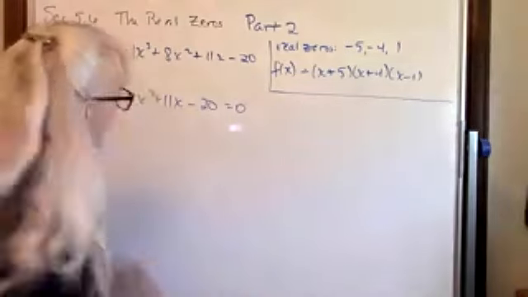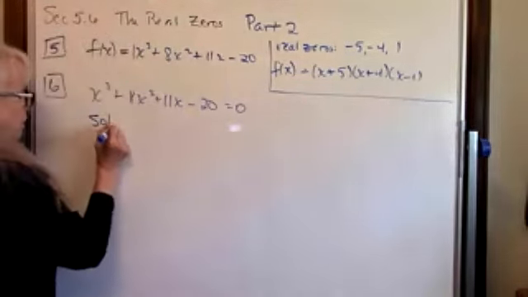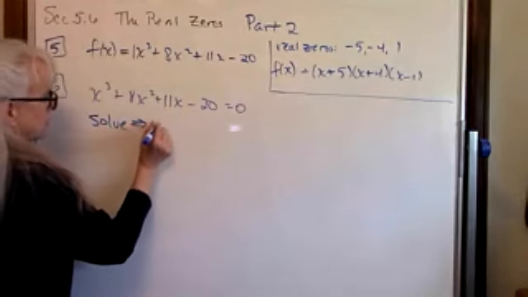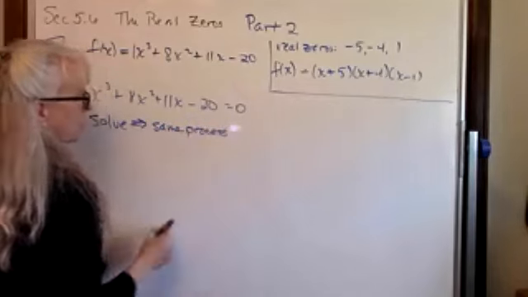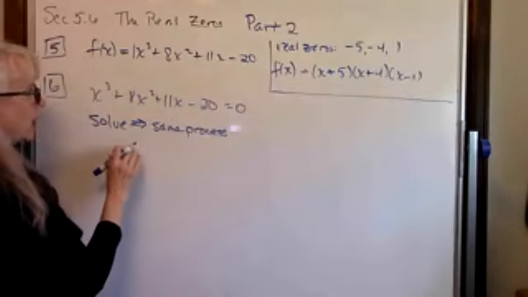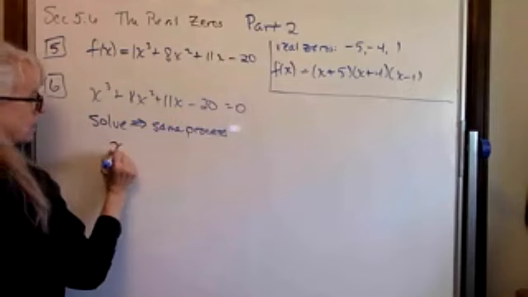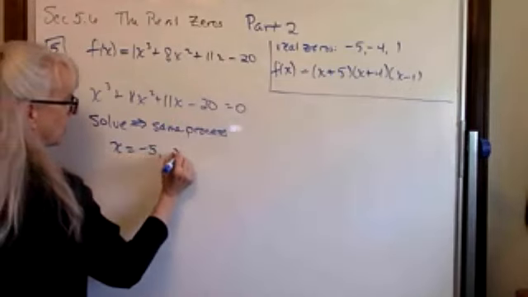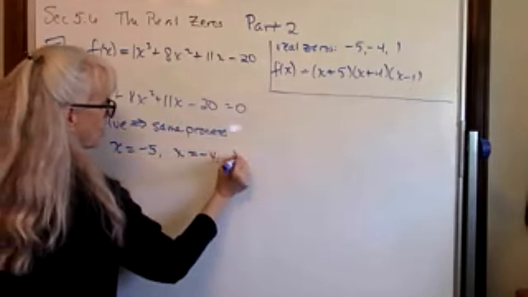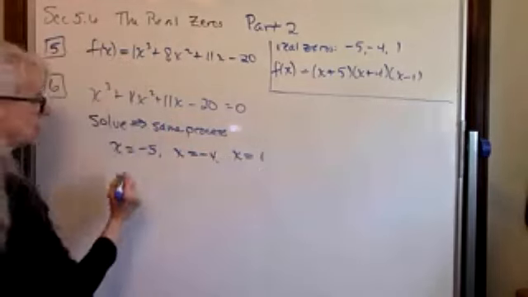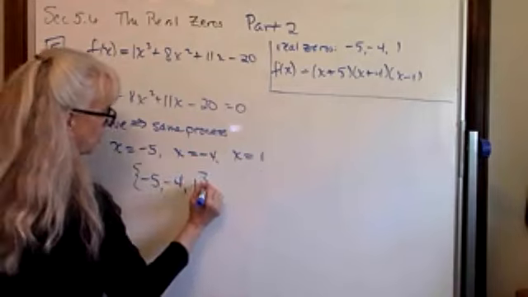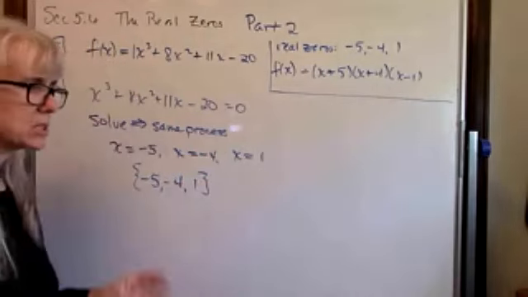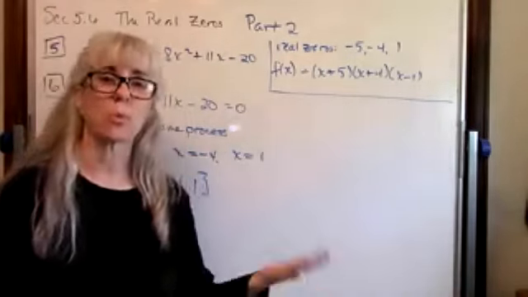So when they ask me to solve, it's the same process. We don't need to go through it again because we've already done it. But then we know that we would get x equal to -5, x equal to -4, and x equal to +1. So my solutions to this would be -5, -4, and +1. So whether they ask me to solve it or ask me to find the real zeros, the actual process is the same.